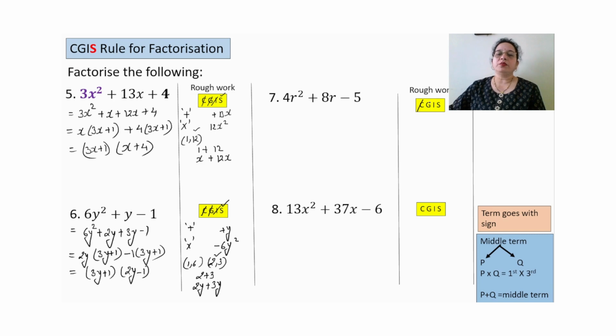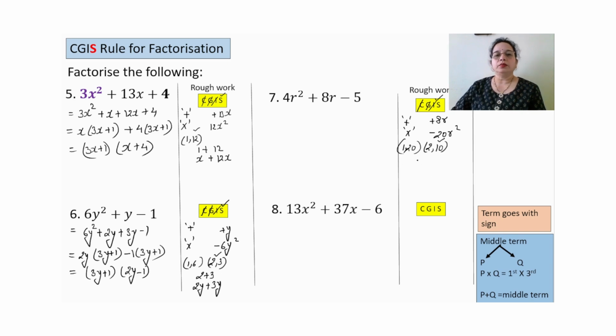Common is not possible, grouping is not possible, identity is not possible. Come for splitting the middle term. It means when we add this we should get the middle term, and when we multiply we should get the product of the first and the last term, that is minus 20 r square. Now we will find out the factors of 20. So 1 and 20. Another factor, 2 tens are 20. With 2 and 10 you will get 8.